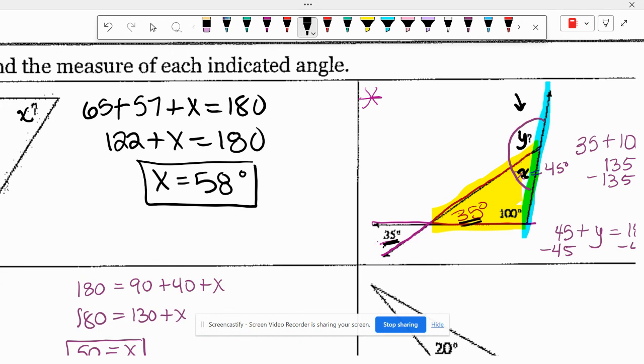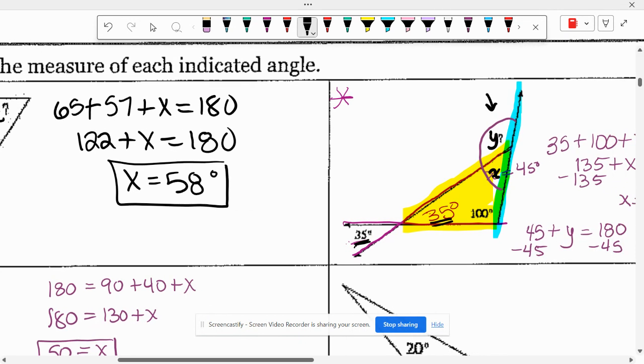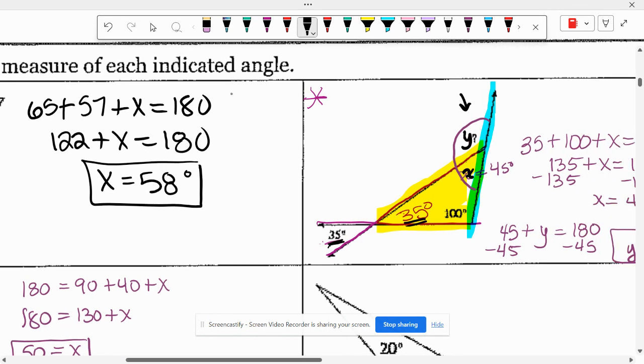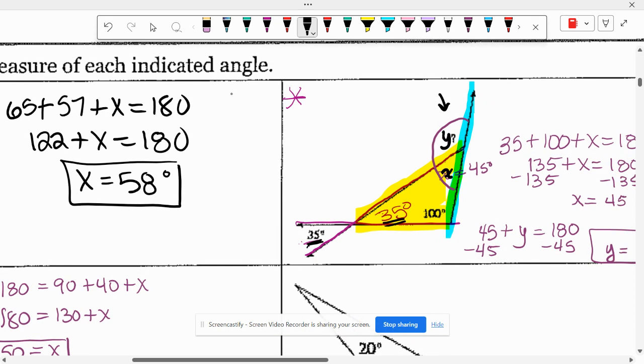And we learned what vertical angles were yesterday. 35 plus 100 is 135. When I subtract that from 180, I find out that this angle right here is 45. And then this makes a linear pair. Okay. These are posted, filled out, just so you know.